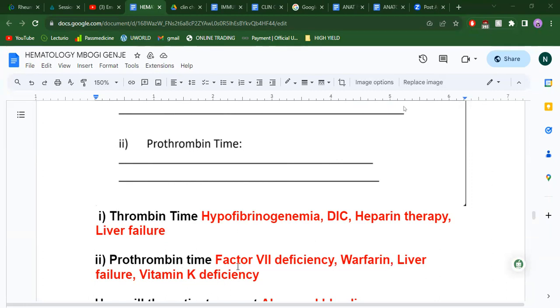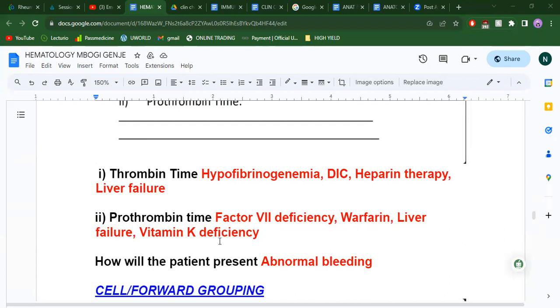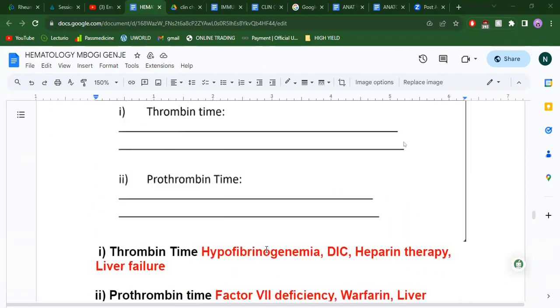Then vitamin K deficiency. Yes, so the vitamin K dependent factors, so 2, 7, 9, and 10. How will the patient present? Abnormal bleeding. Okay.